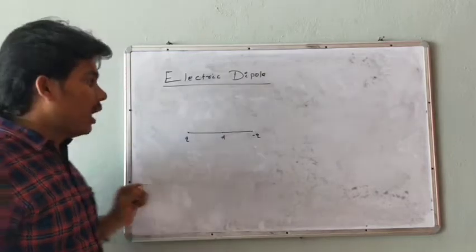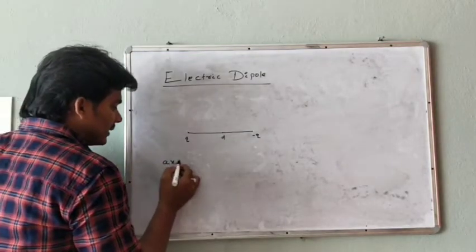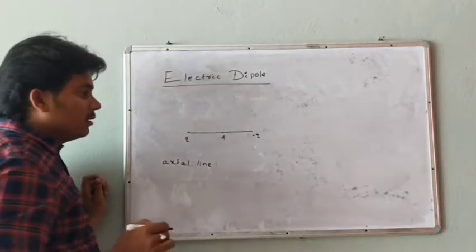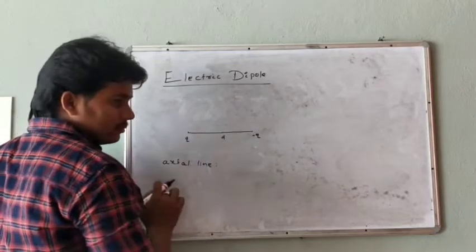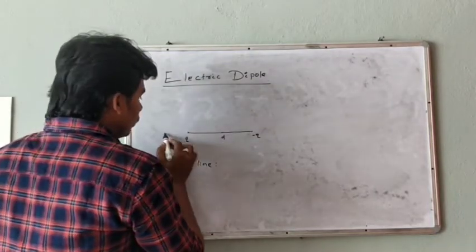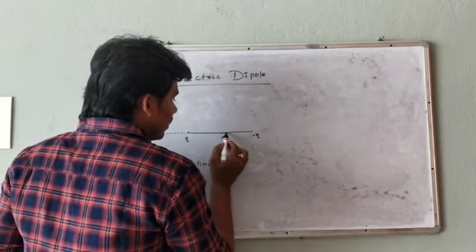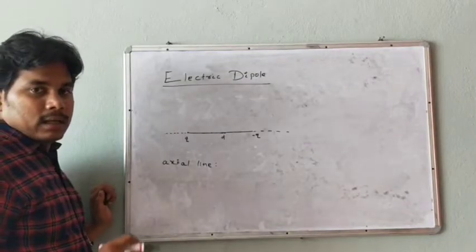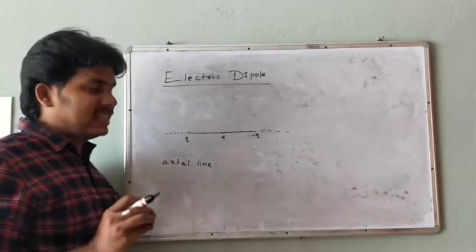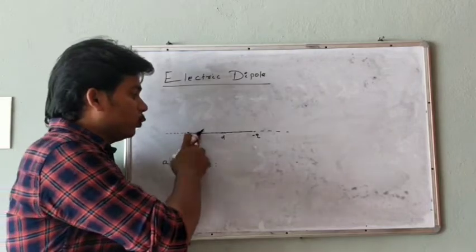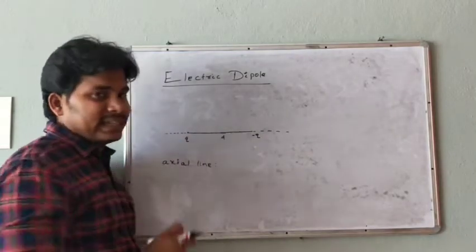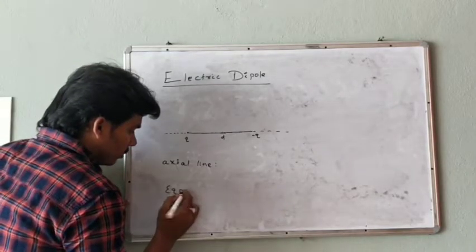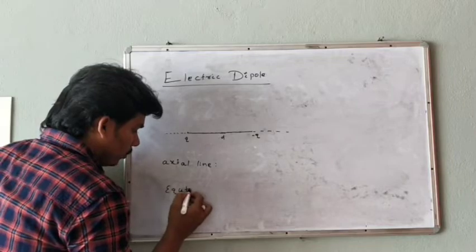Now we'll learn about the axial line. What is the axial line? It is a line which joins the two charges and passes through the center of the dipole. Again, the axial line is the line joining the two charges and passing through the center of the dipole. And next is the equatorial line.